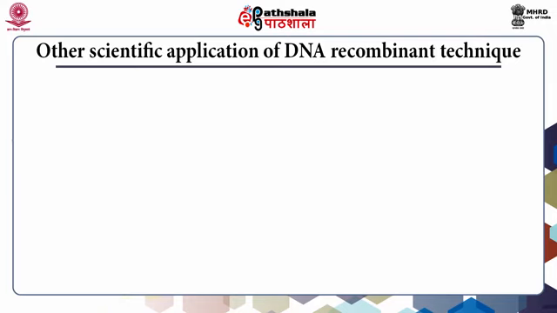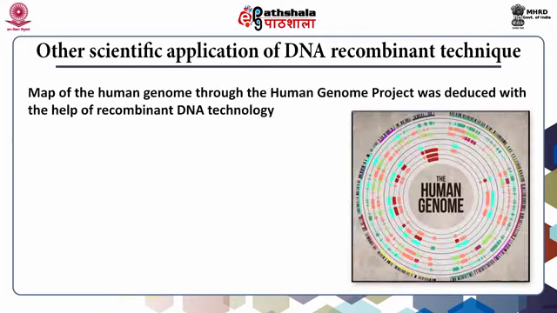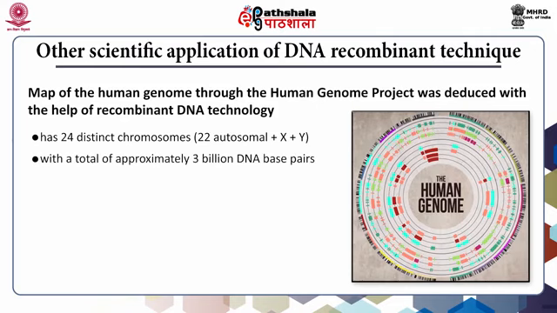Other scientific applications of DNA recombinant technique. The map of the human genome through the Human Genome Project was deduced with the help of this technology. It has 24 distinct chromosomes, 22 autosomal plus X plus Y, with a total of approximately 3 billion DNA base pairs containing an estimated 20,000 to 25,000 genes.